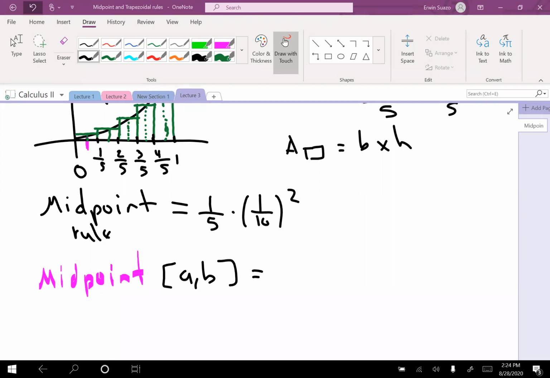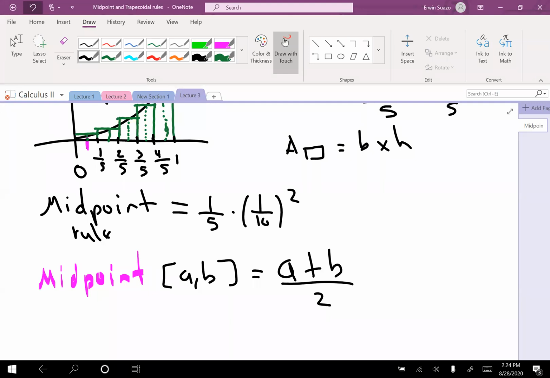Hi guys, boys and girls, where is the middle point of the interval AB? So the midpoint is, you might not believe it, but it's A plus B divided by 2. That's the midpoint.